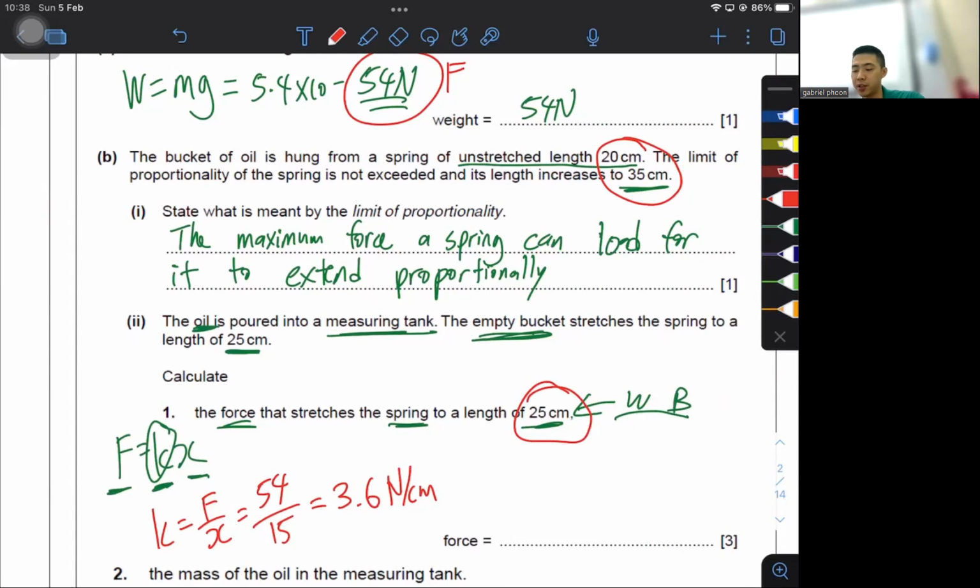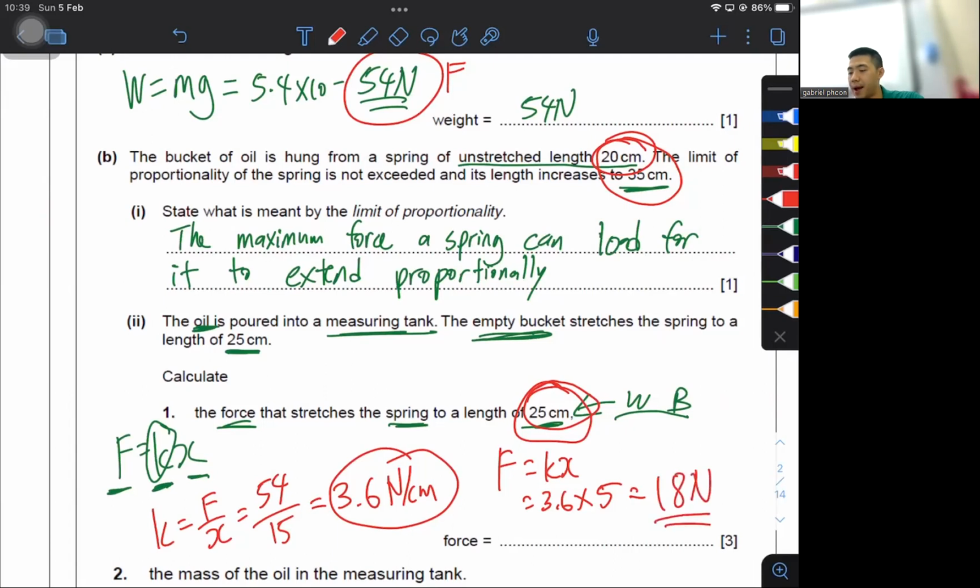So from here, with this spring constant, I know that, okay, right now I can use the new formula already. The force that was the weight of the bucket is equals to your Kx, right? Which in this case would be 3.6 multiplied by not 25, guys. It should be just 5, right? Because the original length was 20 and the new extended length is 25. So from here, press everything in the calculator and you'll get how much? 18 newtons. And bam, you have the answer here already.